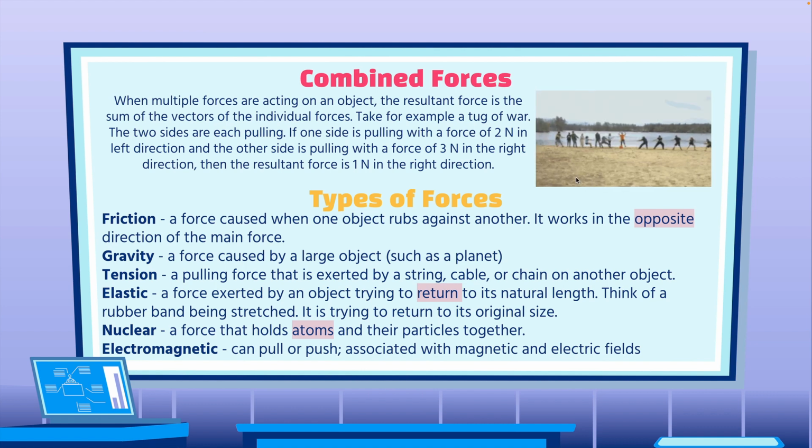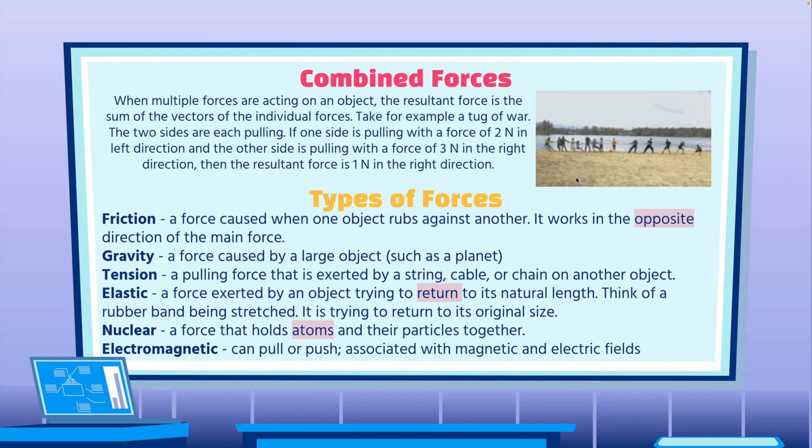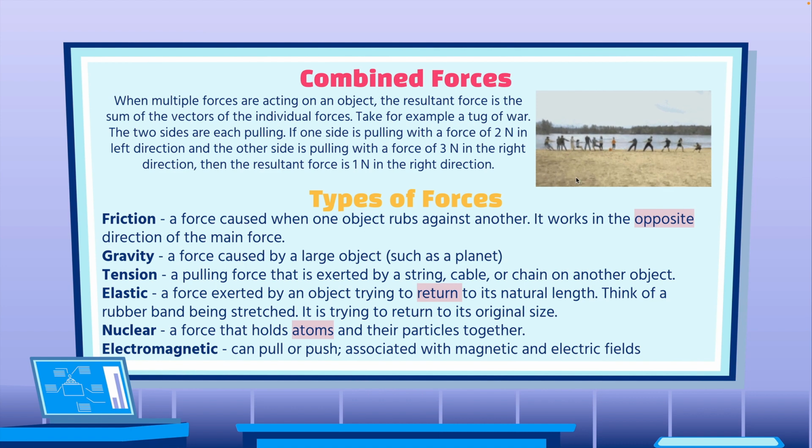Gravity. A force caused by a large object, such as a planet. Tension. A pulling force that is exerted by a string, cable, or chain on another object. Elastic. A force exerted by an object trying to return to its natural length. Think of a rubber band being stretched. It is trying to return to its original size.